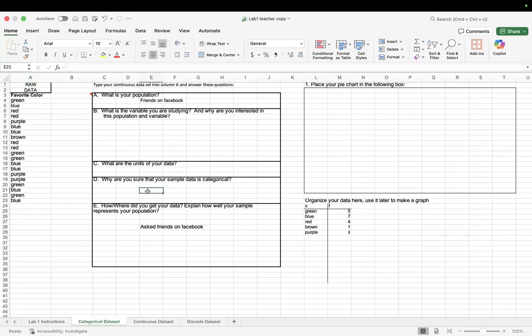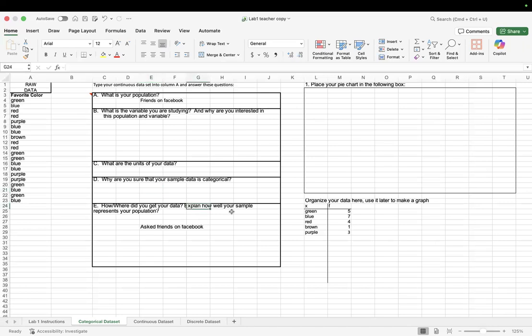On letter D, why are you sure your sample data is categorical? Refer to the definition of categorical and give me an explanation based on that definition. It should be in your notes. Use that definition. And how and where did you get your data?